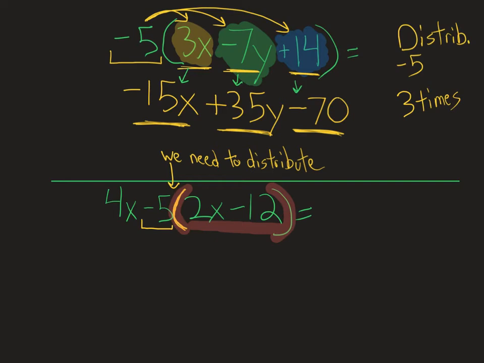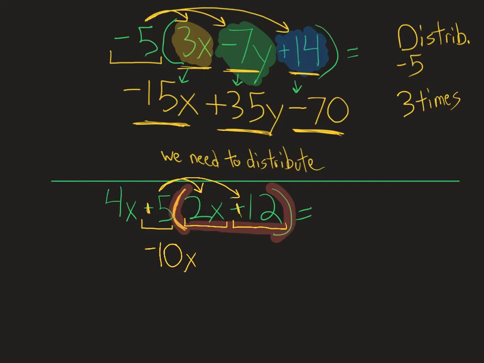We have to instead do our distributing to break them out so we can combine. So this negative 5 needs to distribute to the 2x and to the negative 12, and I know that it's 2 times I distribute because I see 2 terms inside the parenthesis. So negative 5 times the 2x, negative 10x, negative 5 times negative 12. If you want to here, you could cancel because that's the last time we're going to distribute.